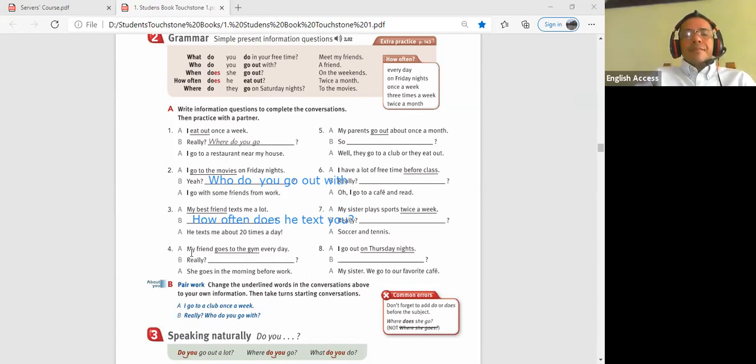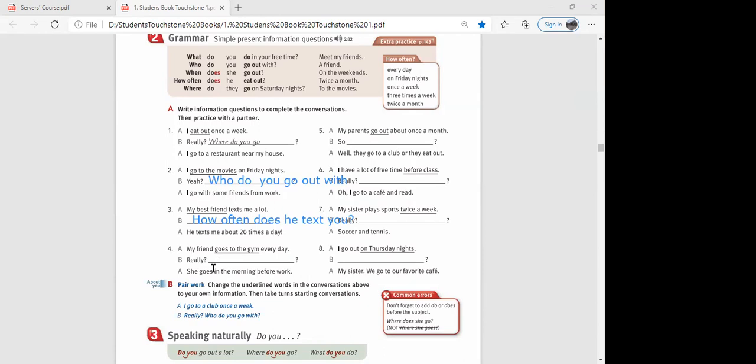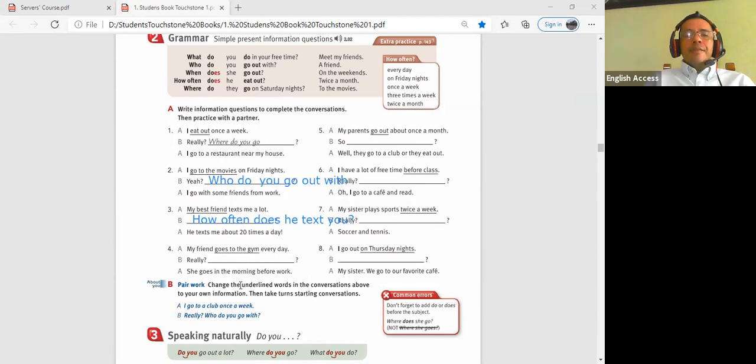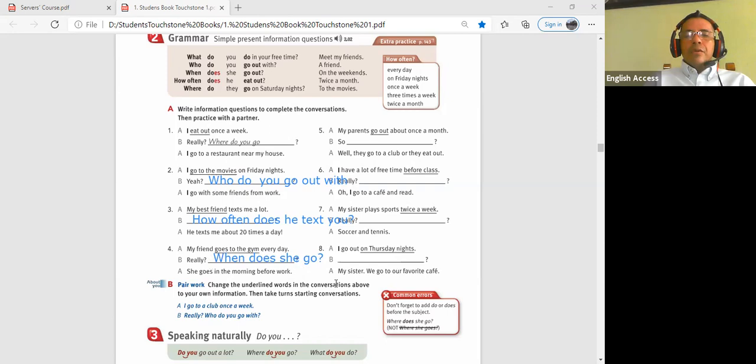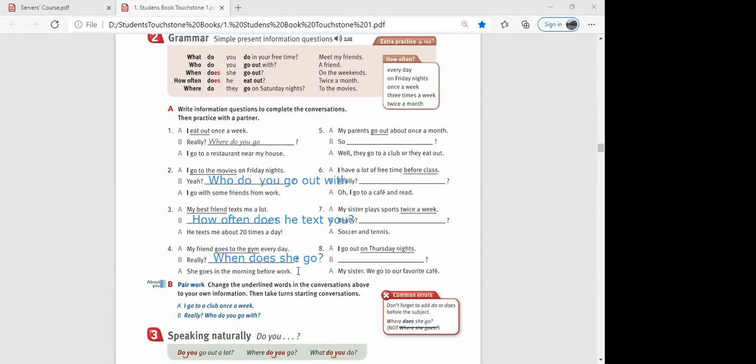Flor. When does she go out? My friend goes to the gym every day. Really? When does she go? In the morning before work. When? Does she go out? You say out, Flor? He's asking, no. My friend goes to the gym every day. Really? When does he go? Okay. Just go.